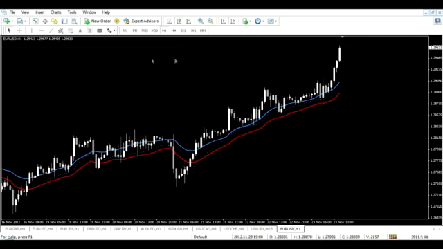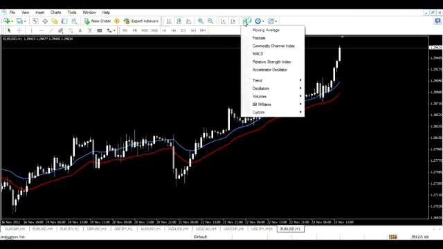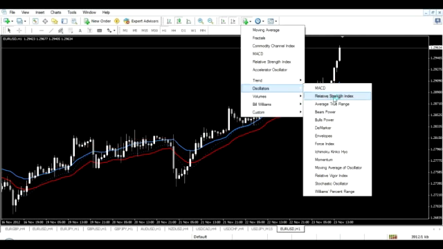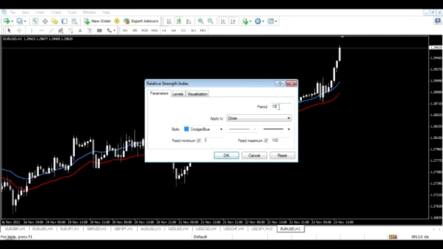Next, we're going to add the relative strength index, or the RSI. So we're going to find that in oscillators. Relative strength index for me is fairly high. Again, this is initially in alphabetical order, so you might find yours down towards the bottom. Relative strength index, 10 periods, apply to the close. I make mine Dodger Blue. Again, the line thickness is 2.